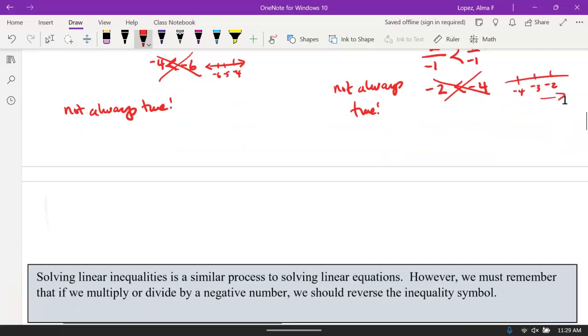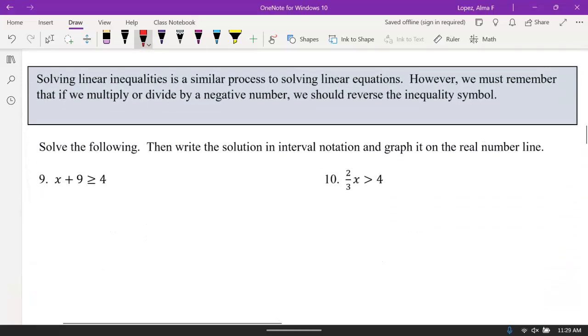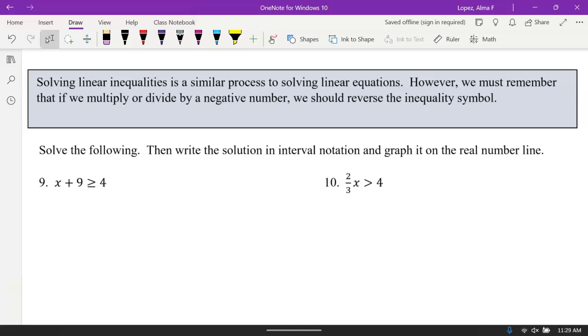All right, let's pick up where we left off. Now, the only other thing that I need you to understand is there's only one thing that is going to cause our symbol to be reversed. For me, it says if we multiply or divide by a negative number, then we should reverse the inequality symbol. The very last step in solving any linear equation, if at all, is to divide. And if you happen to divide by a negative number, that reverses our inequality symbol.